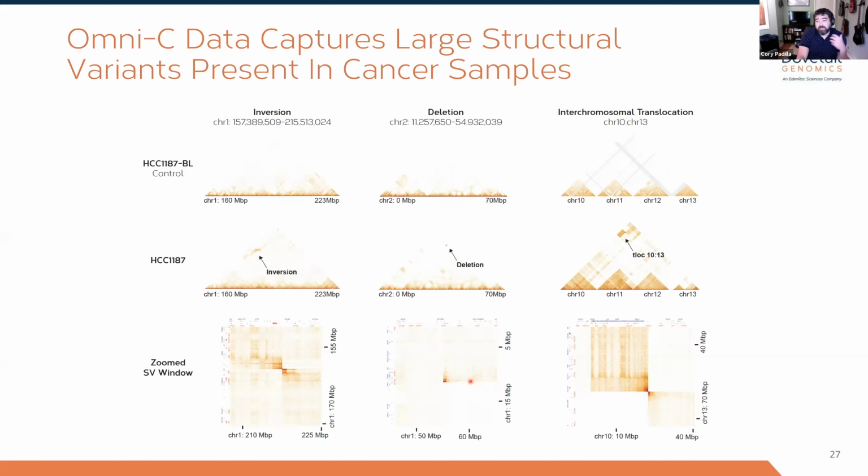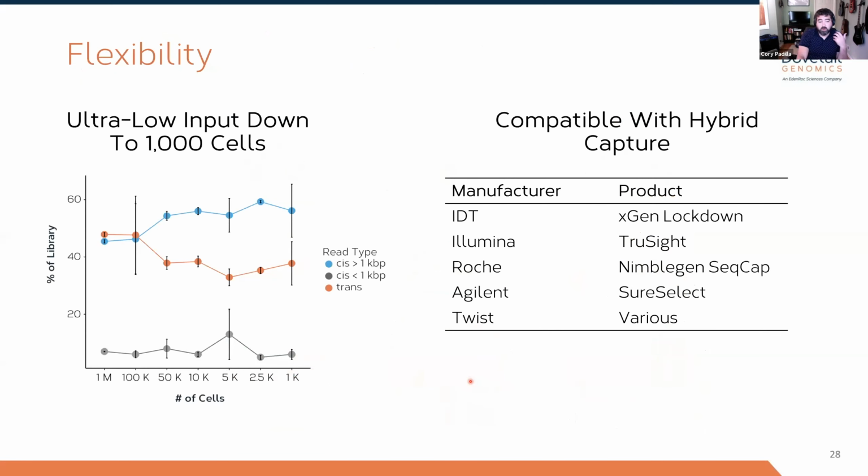One of the other very nice things about this approach is it's really quite flexible. Here we're showing just the library quality of the high-C data type, or the Omni-C data type. When we go down all the way to 1,000 cells, we do have low input protocols set up for Omni-C. So if you're interested in lower input, you should definitely reach out to us. We can provide you guidance here.